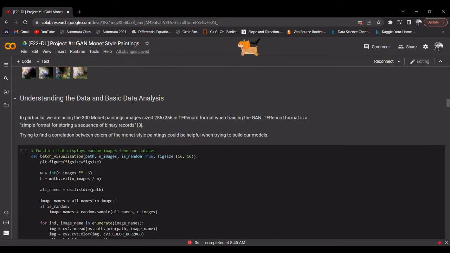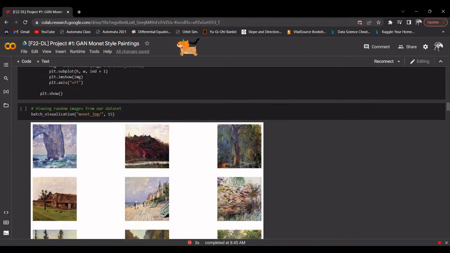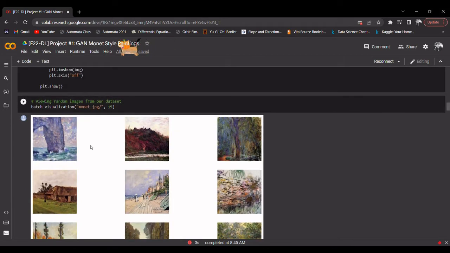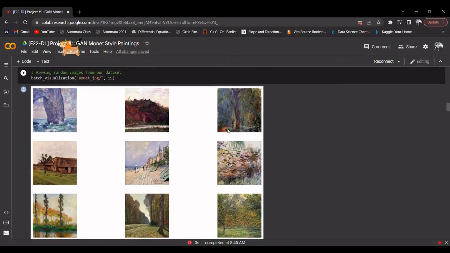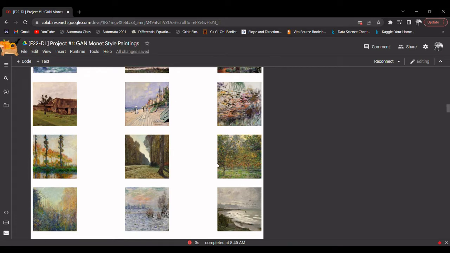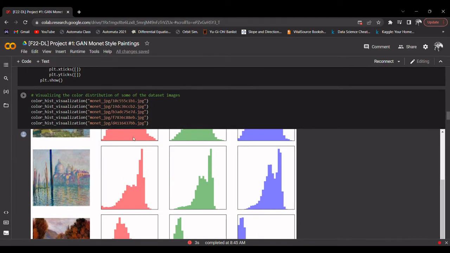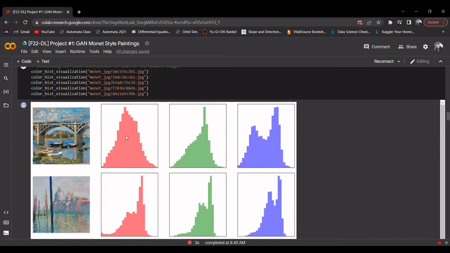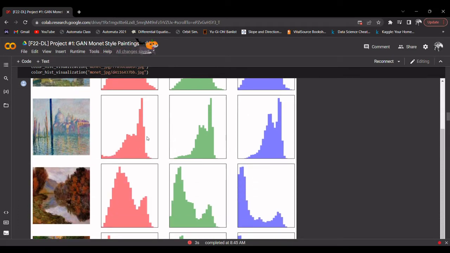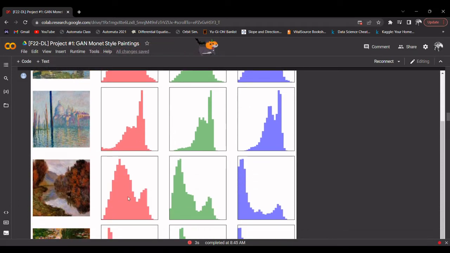So some basic data analysis here. Here we're just printing some random batch of our Monet style paintings. So this is what they look like. And then here we are printing our color visualization, pretty much trying to see which colors are more present in these images. So here's a really balanced one, where red, green, and blue are pretty balanced. And then here we can see that there's a lot more red going on and a little bit less blue, some green here, so it makes sense how it is portrayed.